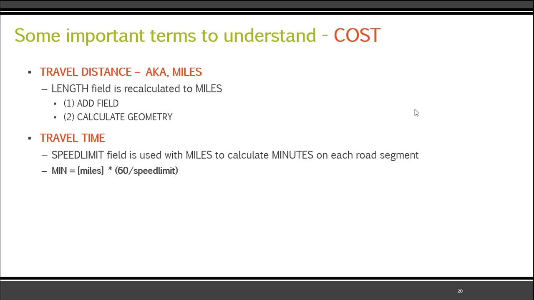For travel time, if you need to calculate this, like I mentioned, it's a function of the speed limit field, assuming that you have a speed limit field in your roads data set, used with miles, because you need to know the minutes that you spend on each road segment based upon the speed limit and the distance. So here's the equation: your minutes of travel is equal to your miles field times 60 divided by your speed limit. That's the equation that would get you minutes traveled on each line segment.